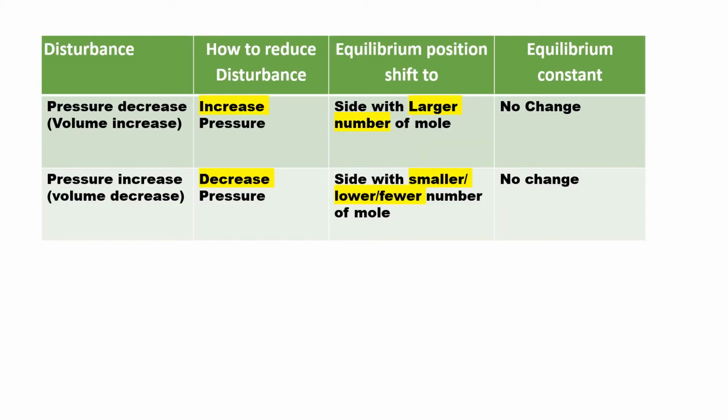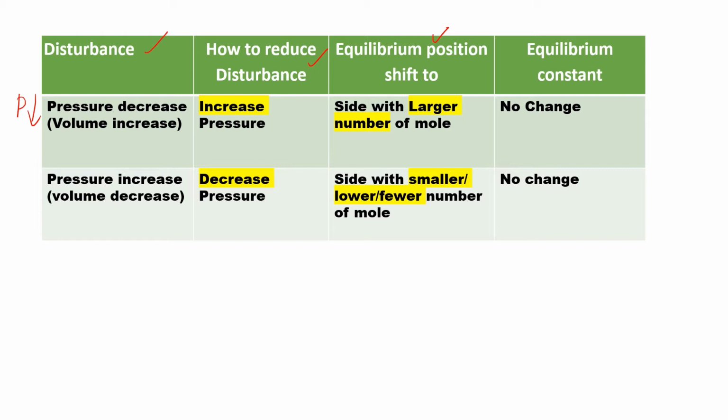Part 2, so we will discuss how the pressure influences the equilibrium position. First, this is how we analyze the disturbance: how to identify the disturbance, how to reduce the disturbance, and which direction the equilibrium position shifts. First, pressure decrease. A pressure decrease can be caused by a volume increase. So this is a disturbance: pressure decrease.